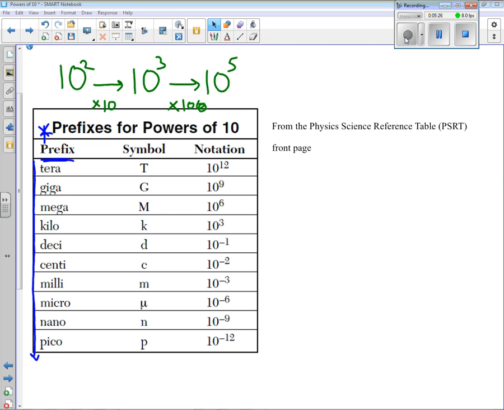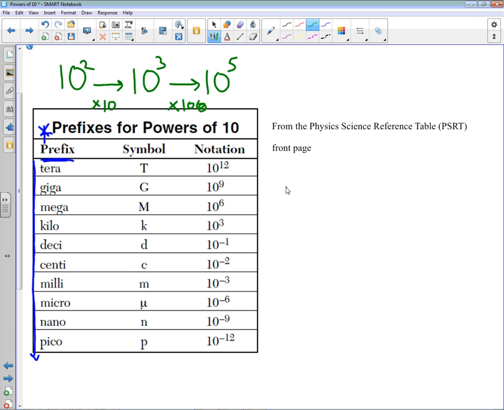Let's try one more. Let's start off with the idea of this symbol.